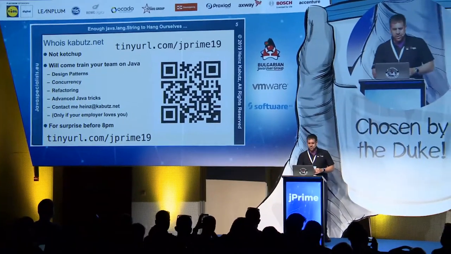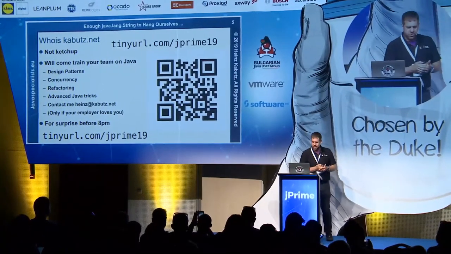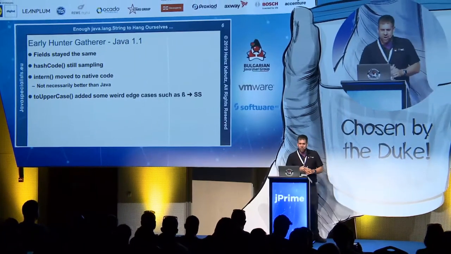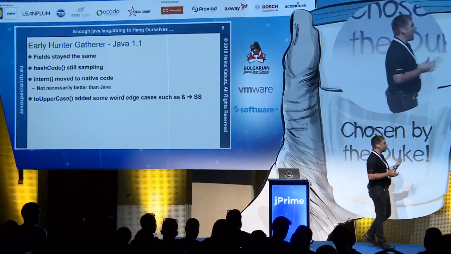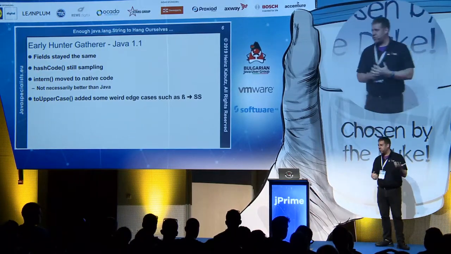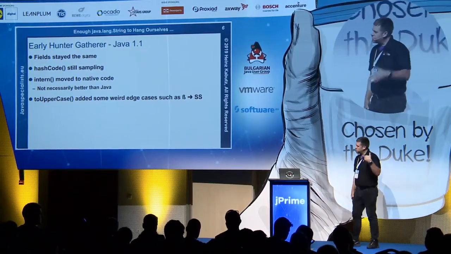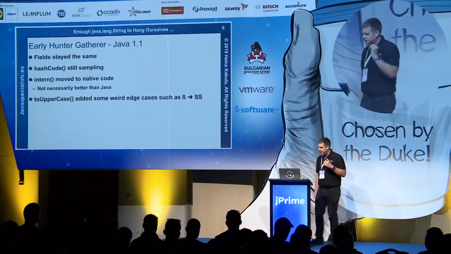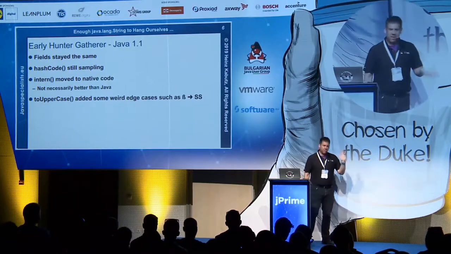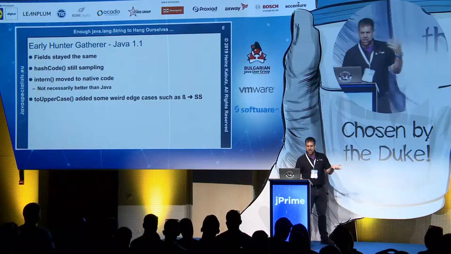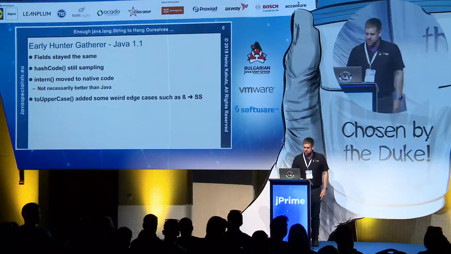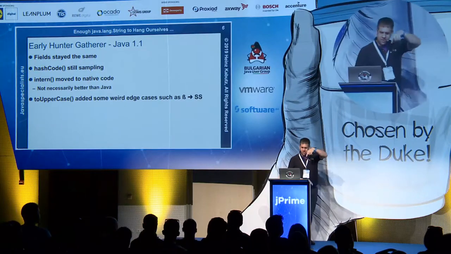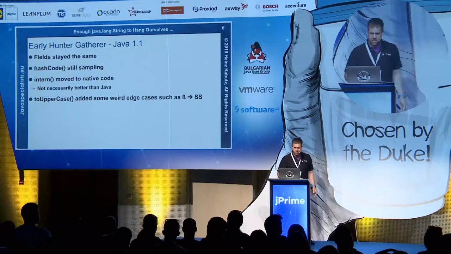All right, let's move on to something more interesting than myself. Java 1.1, the fields stayed the same. Hash code was still sampling. In turn, they moved into native code, which wasn't necessarily faster because now you had a native method call. And they had some funny edge cases, like, for example, toUpperCase sometimes ended up with a larger string than the previous string, with the German ß becoming two big S's.